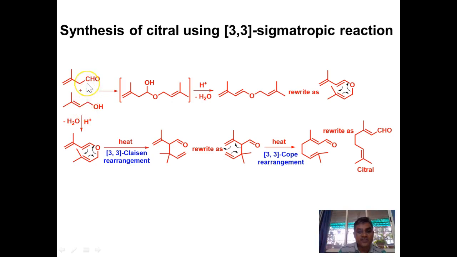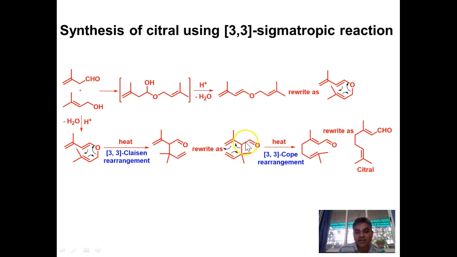Allylic alcohol in presence of an aldehyde forms a hemiacetal here. Hemiacetal undergoes dehydration and we get an allyl vinyl ether. This allyl vinyl ether we can rewrite in this fashion, and if this is heated it undergoes 3,3 Claisen rearrangement, and we get here an alpha beta gamma delta unsaturated aldehyde. We can rewrite this structure in this fashion.